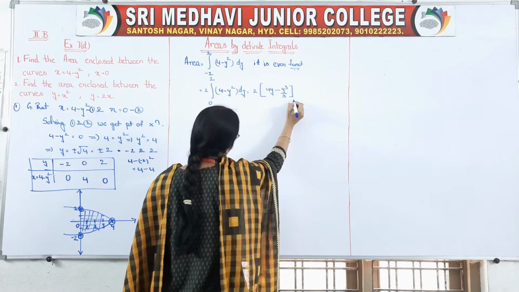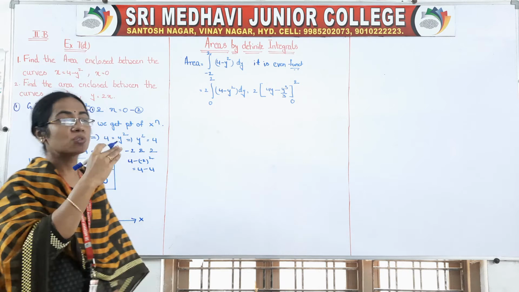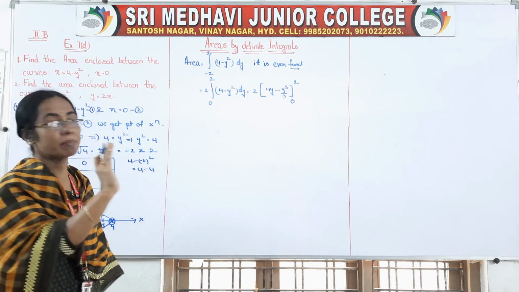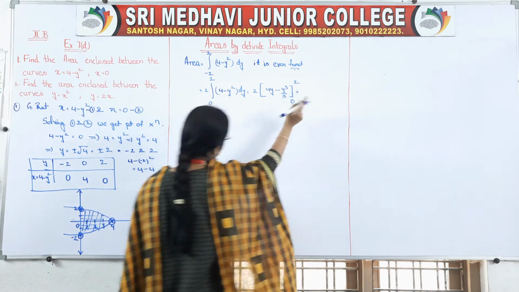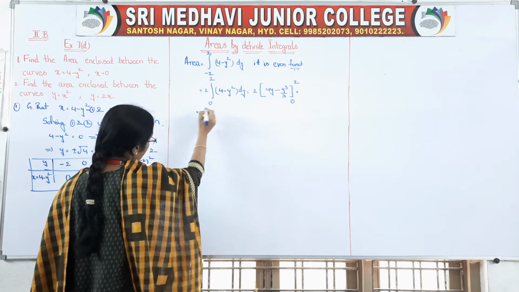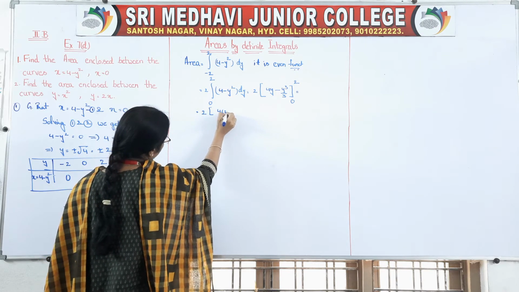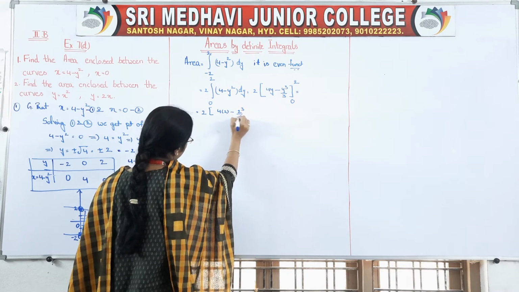Okay, so now you take the limits on the right side. First, in y, place the upper limit, then the lower limit, you have to substitute. So we can write, here place is not sufficient, here we can substitute 2 into 4 into 2 minus 2 cube by 3.